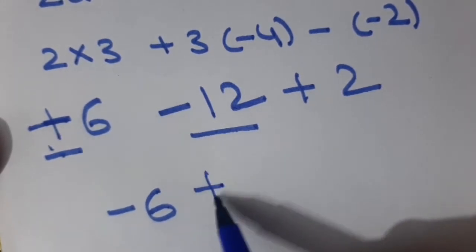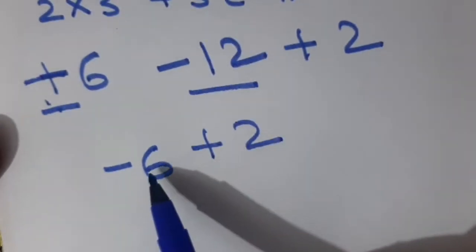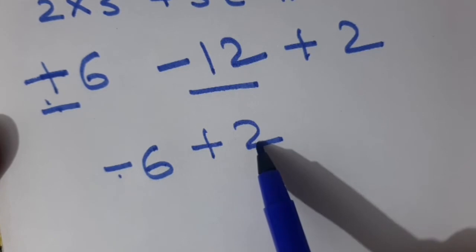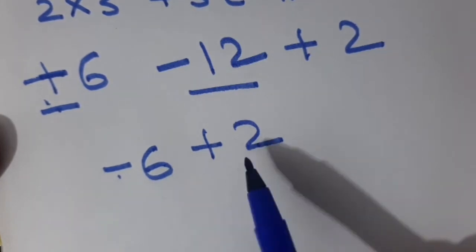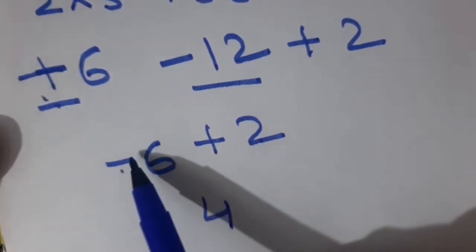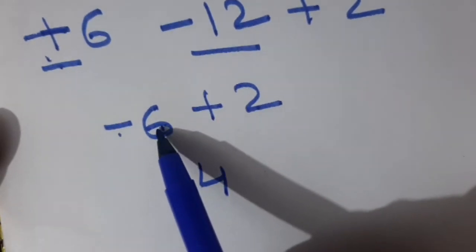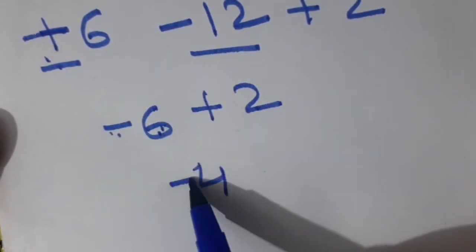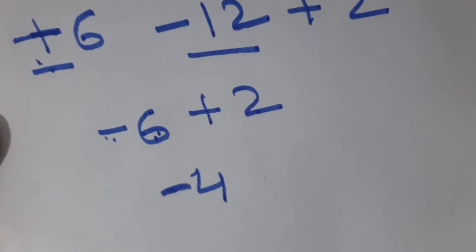Now minus 6 plus 2. Again we have two numbers, one having minus and one having plus. So again we will subtract. 6 minus 2 is 4. The sign will come of 6. 6 is the greater number and 6 has the minus sign. So the answer will be minus 4.